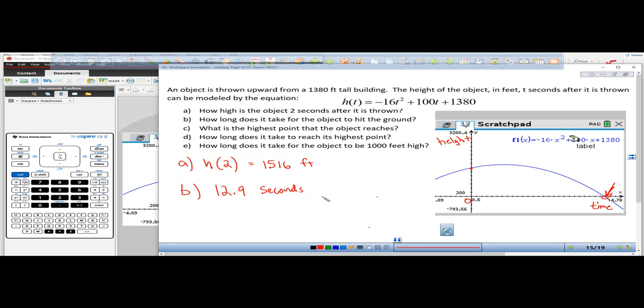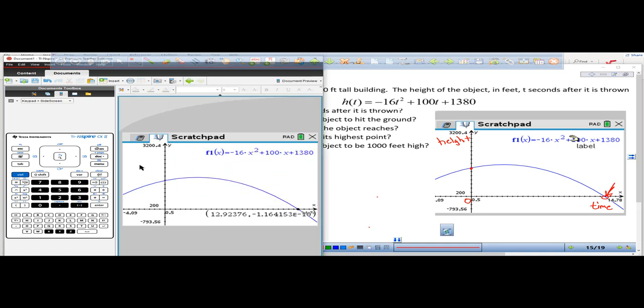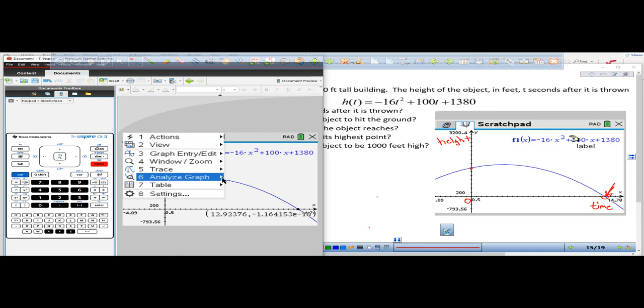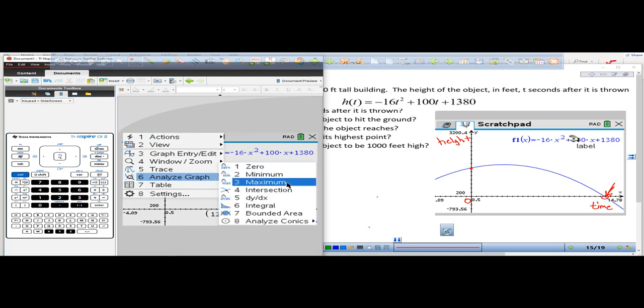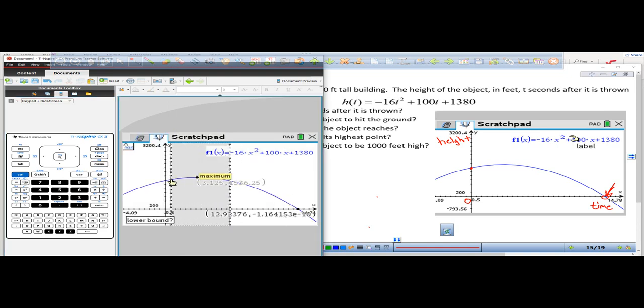Okay. Part C, let's see what part C is asking for. What is the highest point that the object reaches? So the highest point, that's the vertex of the graph. If you want to find the vertex, you just go to Menu. The highest point is the maximum. Then highlight over the highest point, and then we'll get that value right there.